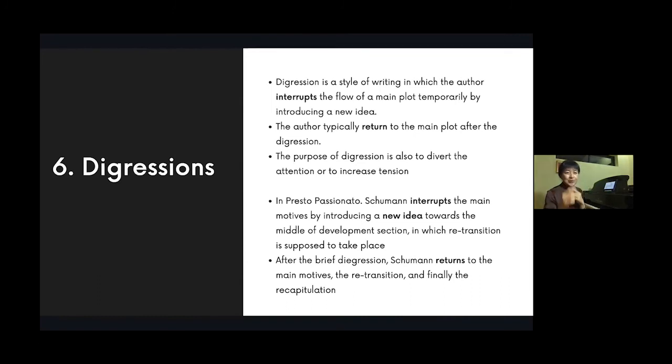So we are going to look at the score. How does that happen? A very brief one, though. After the brief digression, Schumann returns to the main motive, and then the retransition, and then going back to the recapitulation, exactly as we hear in the very beginning. This happened again, exactly the same.